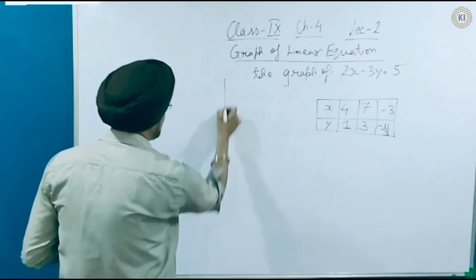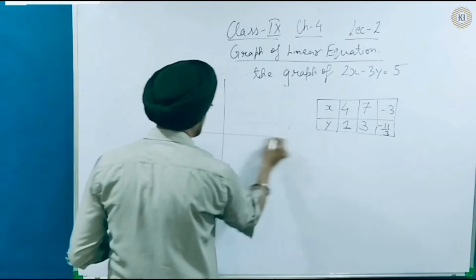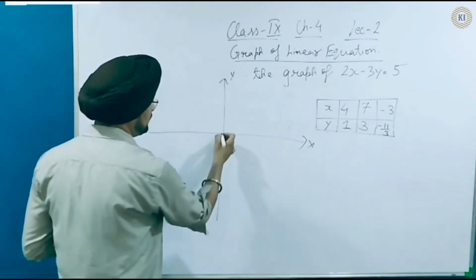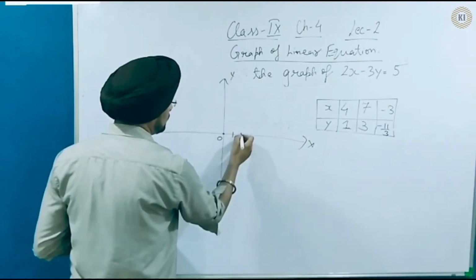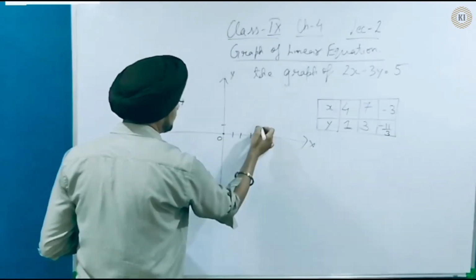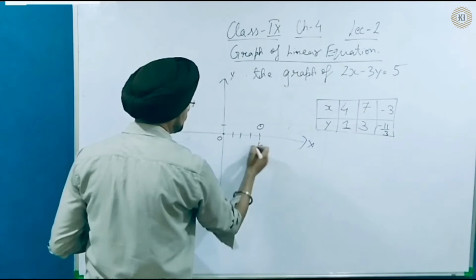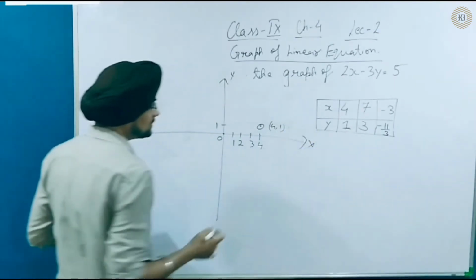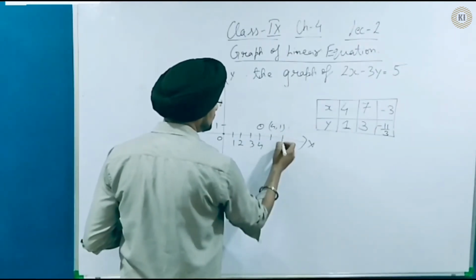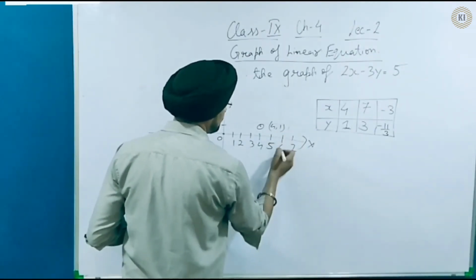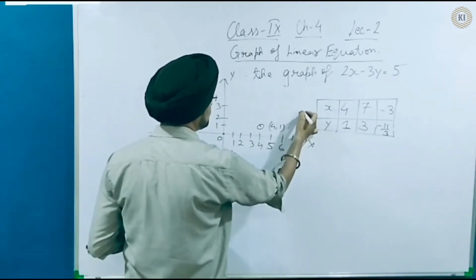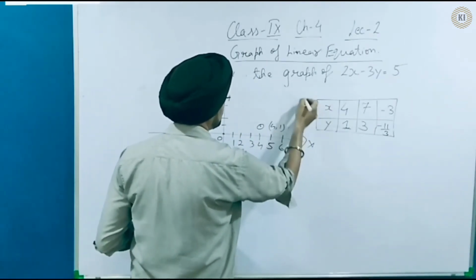See here, this is our y-axis and this is our x-axis. First value is 4, 1. So 0, 1, 2, 3, 4 and 1. This value will be our 4, 1. Second value is 7 comma 3, so 5, 6, 7, then 1, 2 and 3, so this value will be our 7 comma 3.